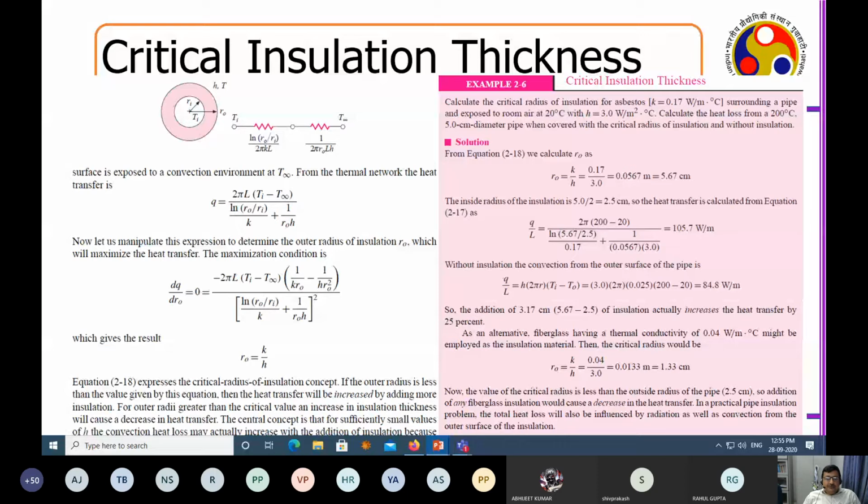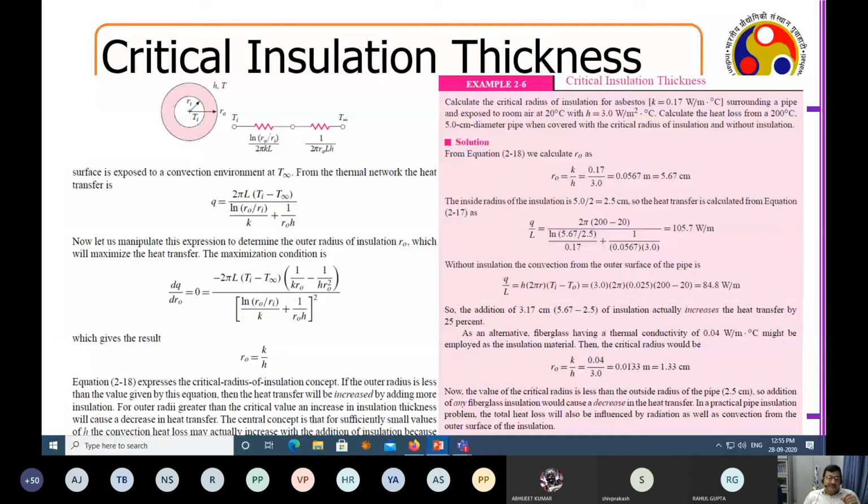Now, what that will do, if the outer radius, that will be the other situation. If the outer radius is more than the value given by the equation, then the heat transfer will be reduced by adding more insulation. So there is a critical thickness beyond which if I add insulation, that may lead to what? That may lead to an increase or a reduction in the heat transfer.